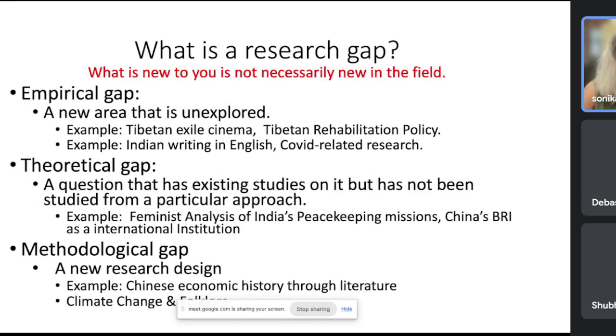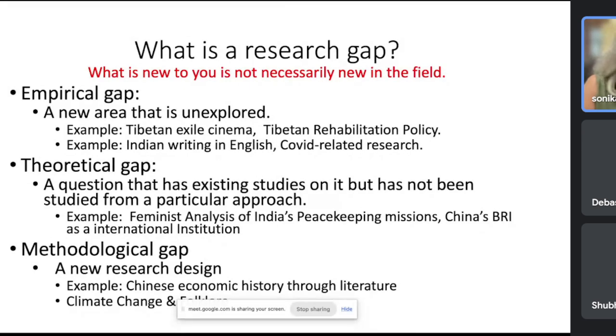Okay. So what is a research gap? There are three types of research gaps. One is an empirical gap, one is a theoretical gap, and one is a methodological gap. I have given examples from what I am most familiar with and some others. So empirical gap is a new area that is unexplored, right? Now, in today's day and age of this information overload, that is not something that is very easy to come by, right? But for example, I'll give you an example of what some of my students have worked on and I have worked on.